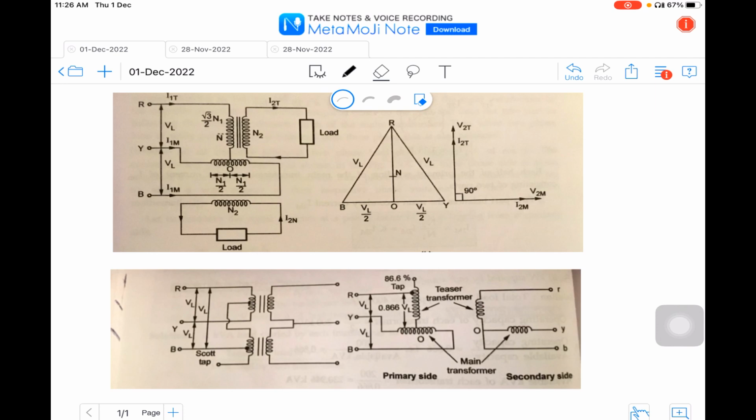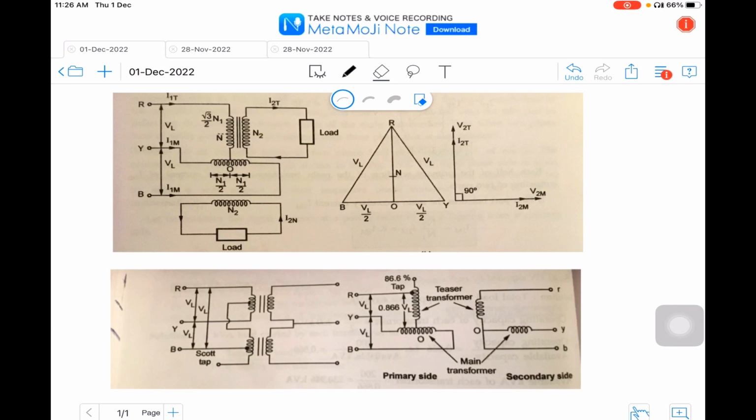The Scott connection was proposed by C.F. Scott. By the theory of C.F. Scott, we will be able to obtain three-phase to two-phase supply, or using the Scott connection, we will be able to convert two single-phase transformers to supply the three-phase and vice versa. That is, three-phase to two-phase conversion and vice versa can be done using Scott connection.